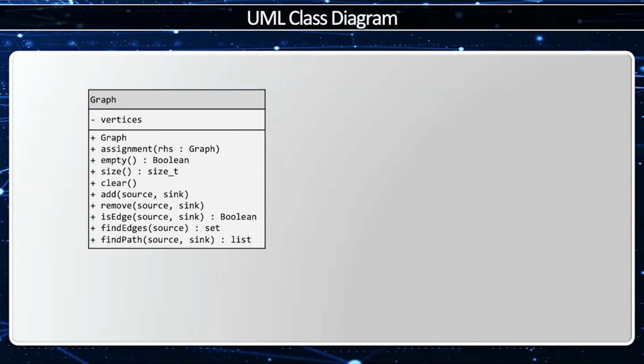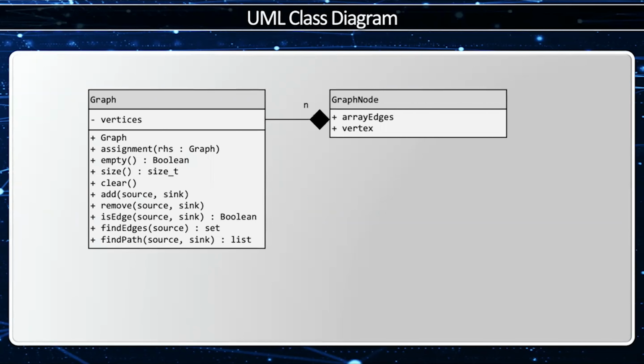Now, I have one member variable called vertices, and vertices is going to be a collection of graphical nodes. How many? N. If I have 10 vertices in my graph, then there's going to be 10 graphical nodes in my vertices array. Every graphical node will have an array of edges, and that array of edges is going to be a collection of pointers to other graphical nodes.